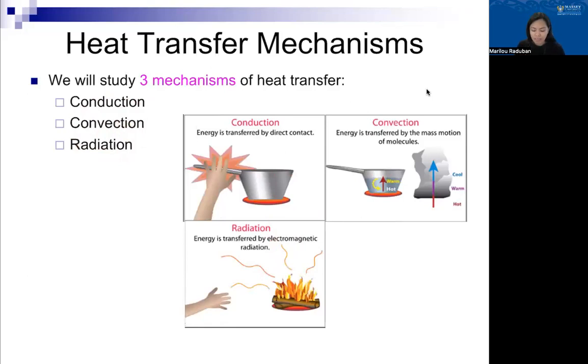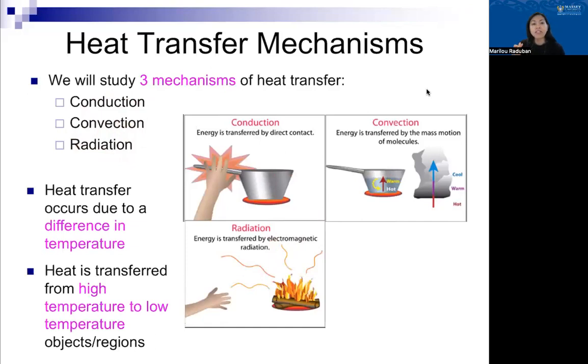But in all three mechanisms, it's important to remember what we've been learning so far, that heat is transferred only because of a difference in temperature, right? If you have two objects that are at the same temperature and you bring them in contact with each other, because they're already at the same temperature, then heat will not transfer between them, because normally heat will transfer from the hot object to the cold object. So if they have the same temperatures to start with, then heat will not transfer between them. So heat will transfer only if you have a difference in temperature.